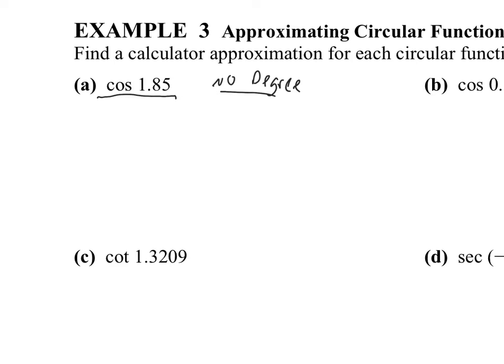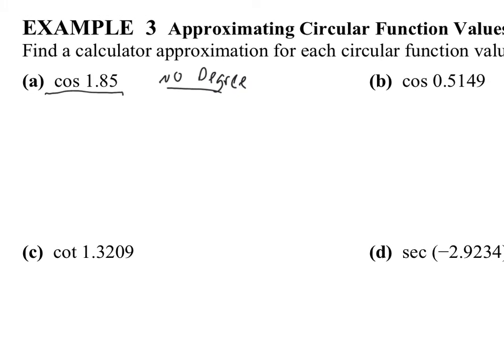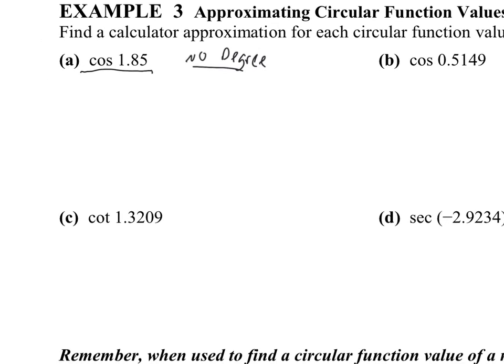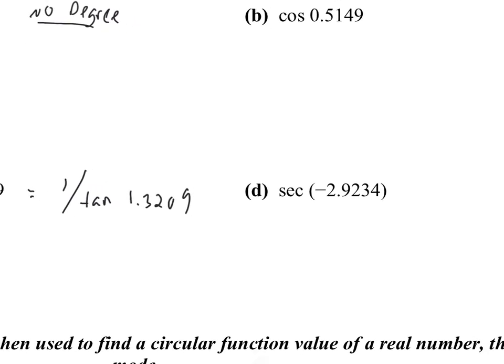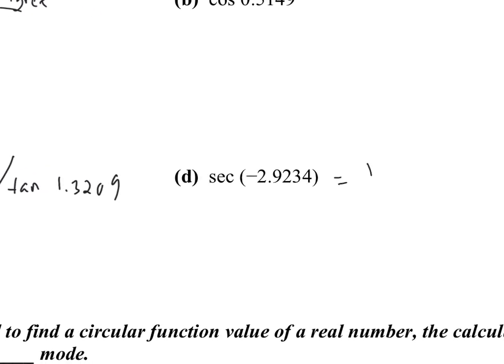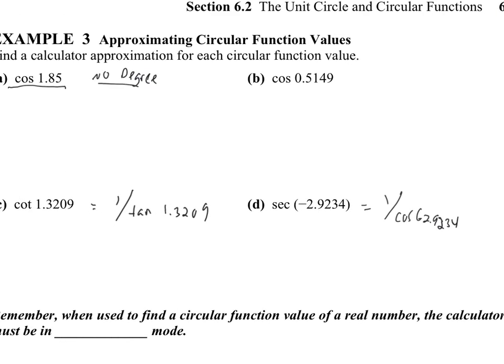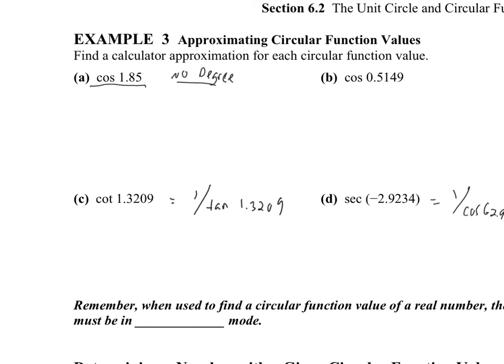And I'm going to just type, I'm going to do all of these. Cosine of 1.85, cosine of 0.5149, cotangent, that will be a little harder. You'll have to type it in on your calculator, is 1 divided by the tangent of 1.3209. Secant, you'll have to type that in as 1 over the cosine of negative 2.9234. Pure calculator work. Not going to do them for you.